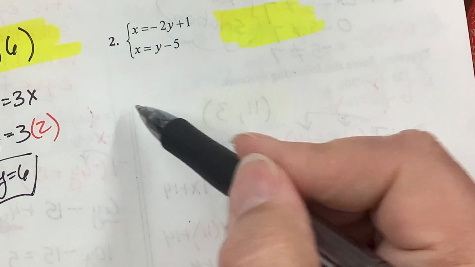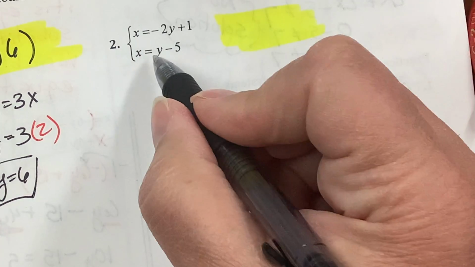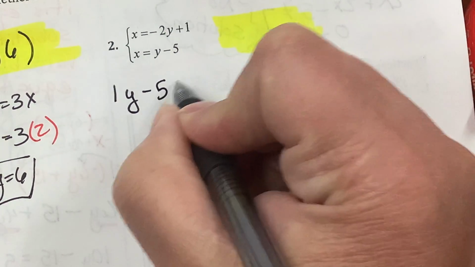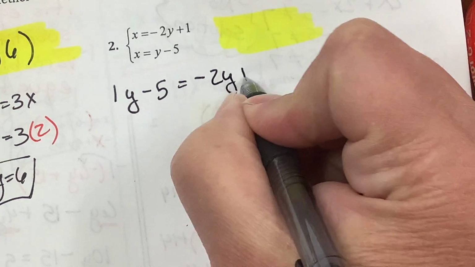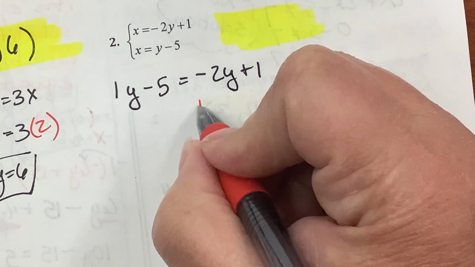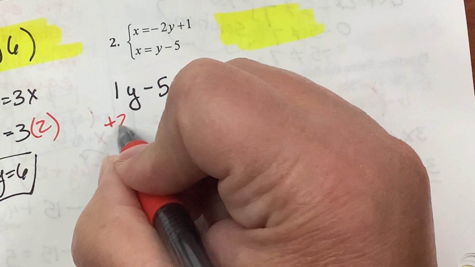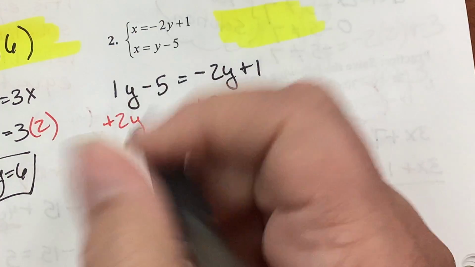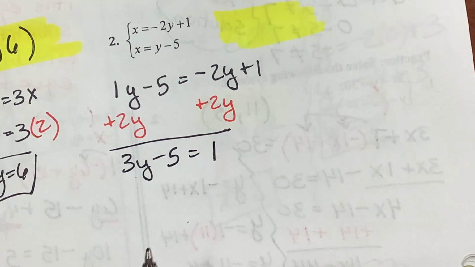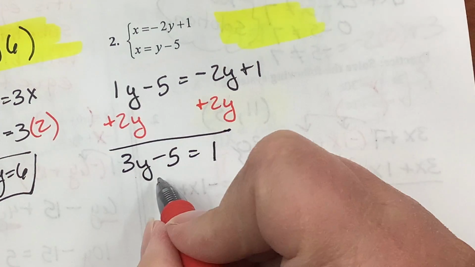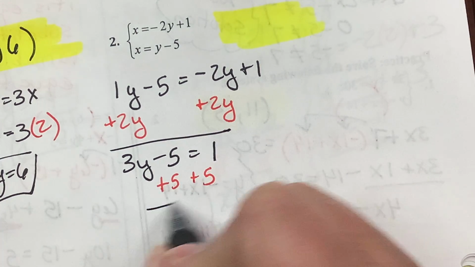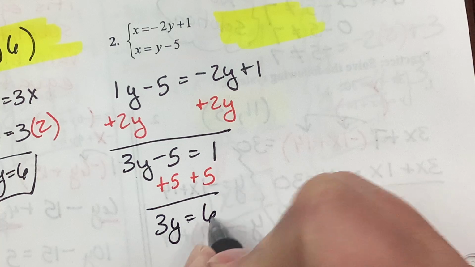On to the next. Set them equal to each other. They're both equal to x, so they're equal to each other. And 1y is bigger than negative 2y, so I'm going to start with 1y minus 5 equals negative 2y plus 1. I want to get all the y's on one side, all the numbers on the other, so plus 2y, plus 2y. Now I have 3y minus 5 equals 1. I want to get all the numbers on the other side, so add 5 to both sides, and get 3y equals 6.